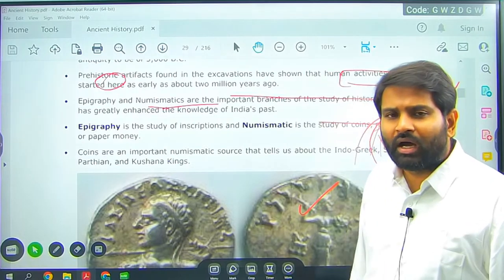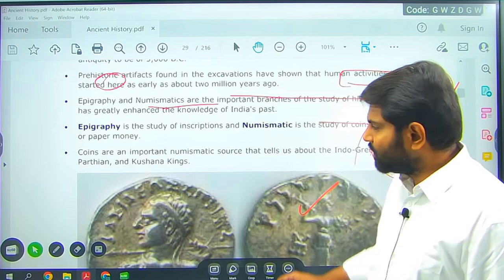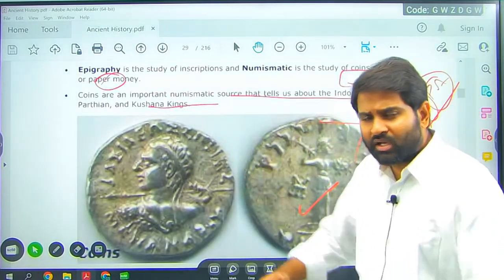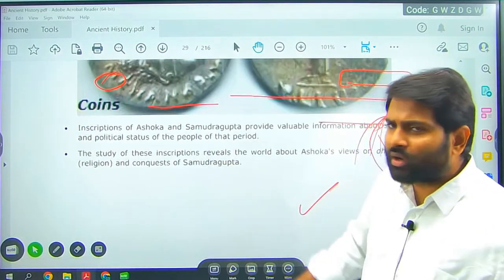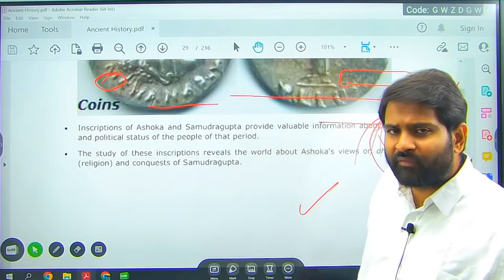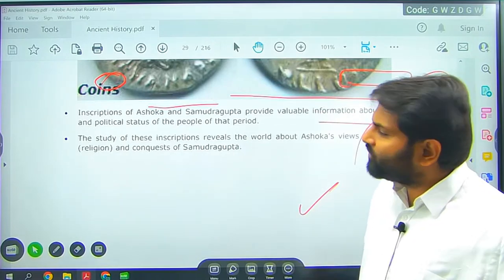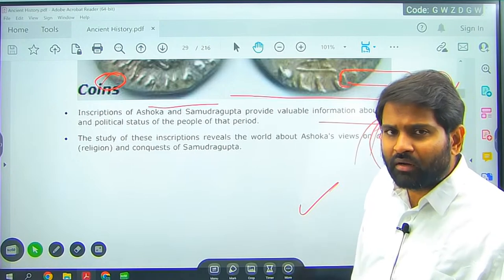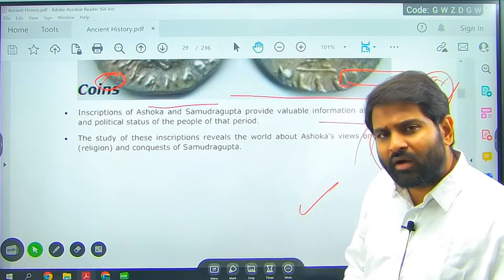Even during the Ashokan period, I said, pillar edicts and rock edicts were there, inscriptions were there. So you can see the Indo-Greek, Saka, Parthian and Kushana kings, those people who conquered. Inscriptions of Ashoka and Samudragupta provide valuable information about the social and political status of the people of that period. The study of these inscriptions reveals more about Ashoka's views on Dhamma, the religion, and the conquests of Samudragupta. You can learn about Samudragupta and about Ashoka just from the inscriptions.